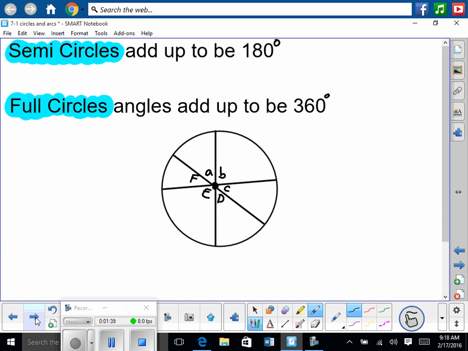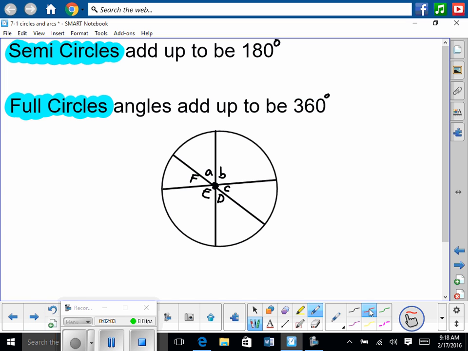Okay, so some more vocabulary. Semicircles, guys. This is pretty obvious. We know that semicircles, halfway around a circle, the angles add up to be 180 degrees. We know that, right? So halfway around the circle adds up to be 180 degrees. Those are also called straight line angles. Okay, a full circle's angles add up to be 360 degrees. So this full circle, the angles inside add up to be 360 degrees.